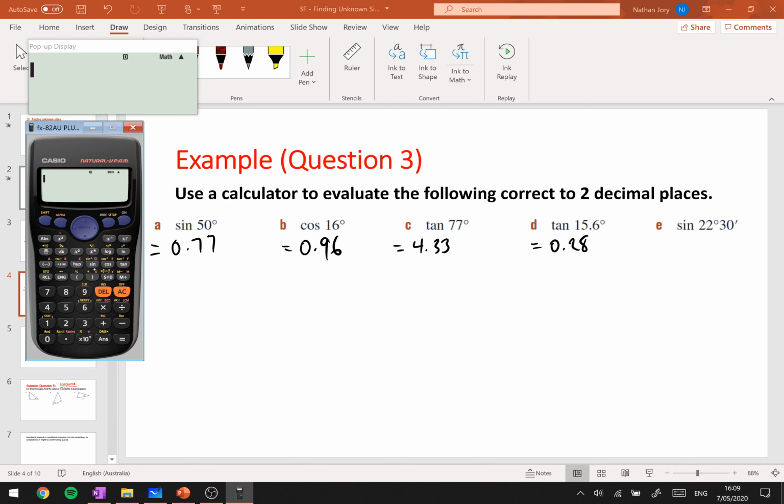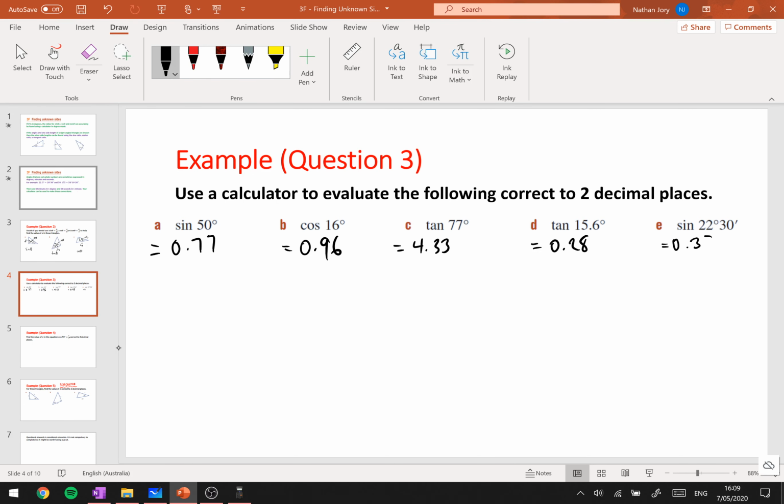Continuing on, we're going to go sine. Now we've got 22 degrees and 30 minutes. So we're going to start off by putting 22 degrees in. Now to put 30 minutes in, we hit 30 and then hit that button again. It does display the degrees symbol, but your calculator knows that if you've already got a degrees value in before it, like 22 degrees here, it will automatically register that one as minutes. And again, if you were to continue and put seconds in as well, you would just hit that button again and it would register the seconds too. So the last one is 0.38, and that's all we need to do for question 3, so it's just some calculator work.